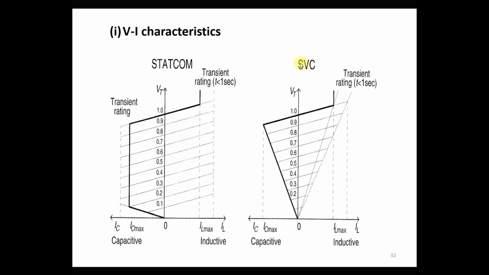This is not possible in the case of SVC. You can see that as the system bus voltage decreases, the reactive power injection by the SVC in the capacitive mode decreases. As the per unit voltage decreases, the reactive power injection decreases. That is the main difference between the STATCOM and SVC in the power system. In short, for a large disturbance in the power system, STATCOM provides more voltage regulation as compared to SVC.